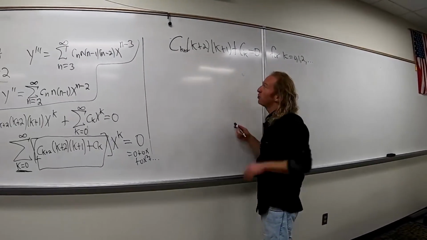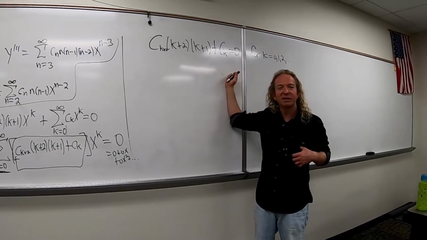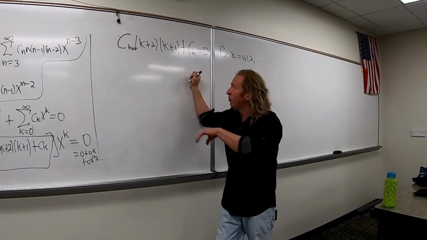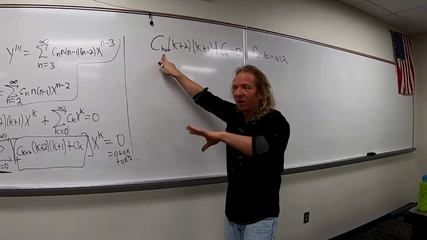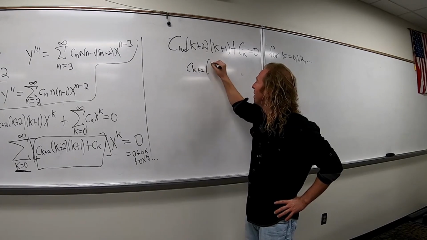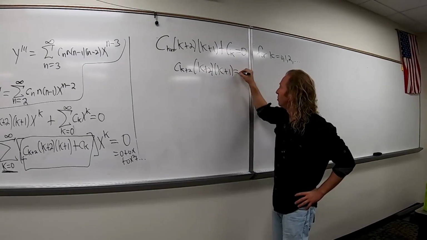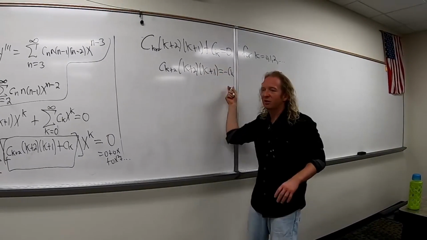All right. So which one do you solve for? c sub k plus 2 or c sub k? Do you remember? c sub k plus 2, the one with the bigger subscript, always, okay? Always. So it'd be c sub k plus 2, times k plus 2, times k plus 1, equals negative c_k. So I just subtracted the c_k.